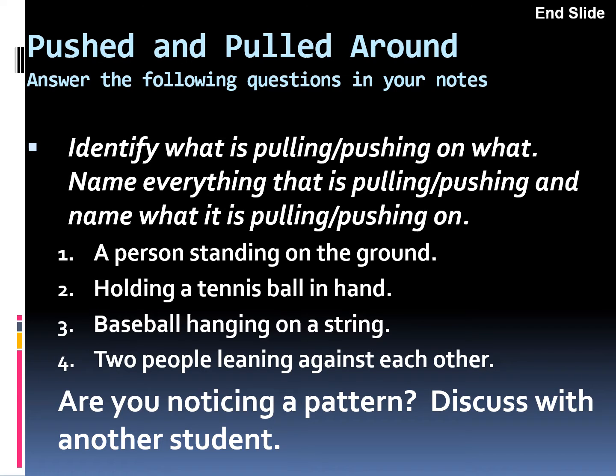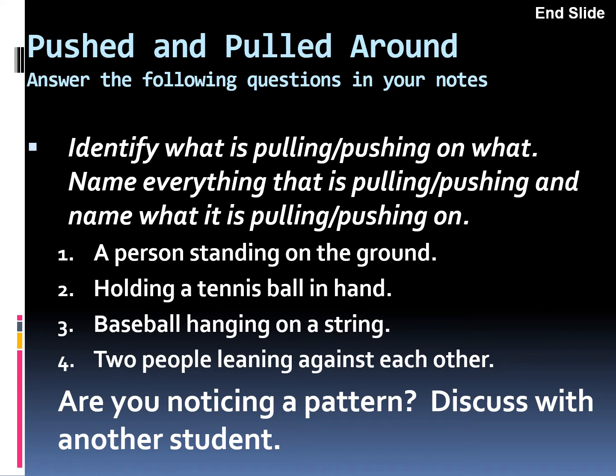downward on the ground. If you think about holding a tennis ball, the tennis ball is pushing down on the hand, that's why you feel it, and then the hand is pushing up on the ball, preventing it from falling. For a baseball hanging on a string, the string is pulling up on the baseball, and the baseball is pulling down on the string. Now, in each one of these scenarios, we also have gravity. Gravity of the earth is pulling down on each object.